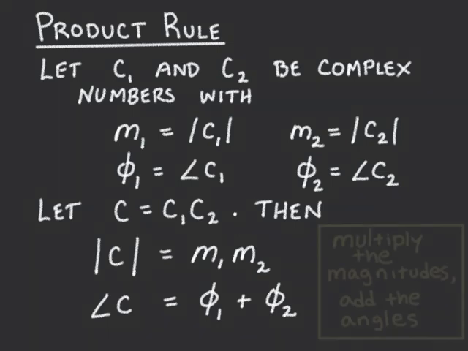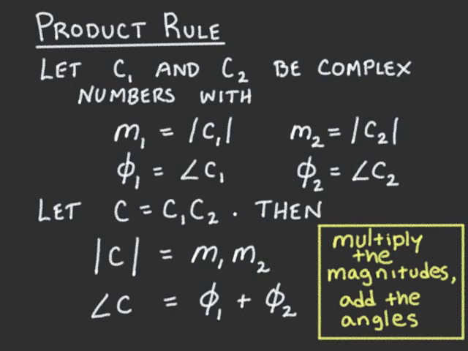So our product rule is simple. To find the magnitude of the product, we simply multiply the magnitudes. And to find the phase of the product, we simply add the phases.